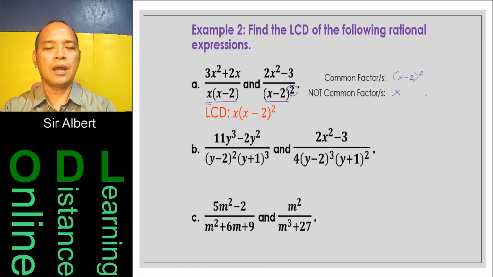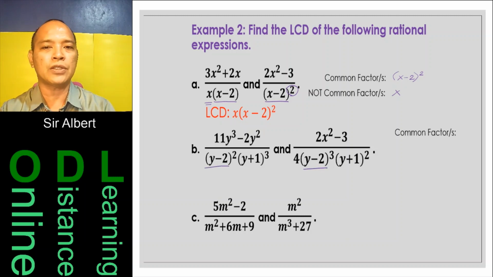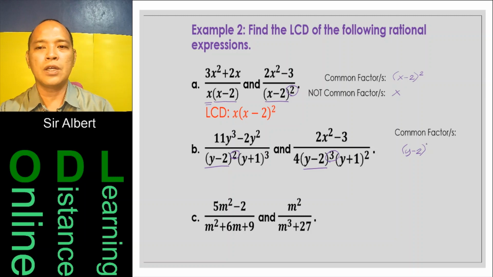Next, letter B, we don't have to worry again about factoring the denominators because it's already in factored form. So we move on with finding the common factor or the common factors. Looking at the denominators, y minus 2 is a factor that's common to both denominators. So we pick y minus 2, and as always, we make use of the highest exponent. Between 2 and 3, 3 is the higher exponent. So what we use for the common factor is y minus 2 quantity cubed.